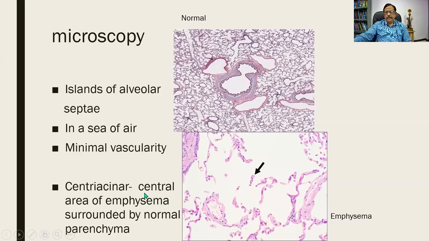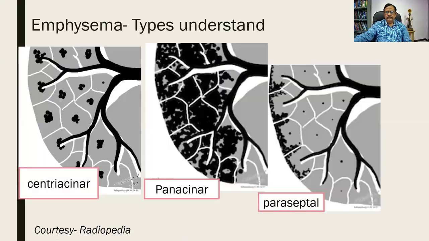Centri-acinar, incidentally, you find that the central area of the acinus is affected, surrounded by normal parenchyma. A beautiful schematic diagram, courtesy Radiopaedia. In centri-acinar, the central part of the acinus is affected, surrounded by normal parenchyma. Gray color is normal, black color is pathological.